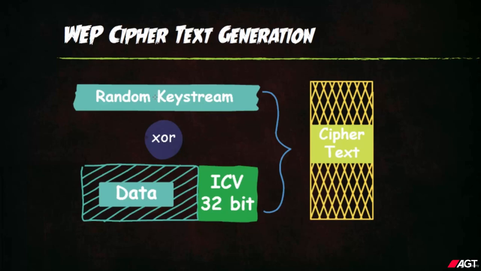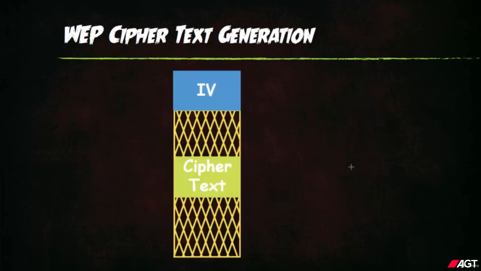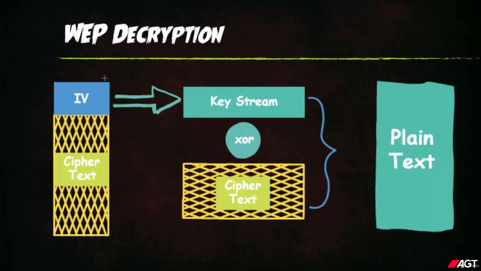We will perform a XOR operation on this random key stream and the data with ICV, so that we will get a ciphertext. We pass the ciphertext along with the initialization vector. Now, the ciphertext is in encrypted form, but this IV value, the initialization vector, is in plain text, right? So we pass this to the client or supplicant, we can say.